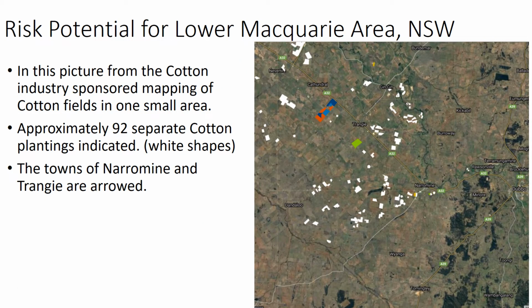Even though this problem is widespread and has been reported from widespread areas to the New South Wales EPA, we're just going to narrow down to one particular area of the Lower Macquarie area and single out what effects the people there will be receiving in this area. So in this one small snapshot, not of the whole area, there are 92 separate cotton plantings from the previous year indicated on the map.